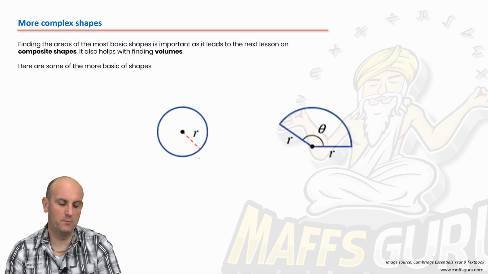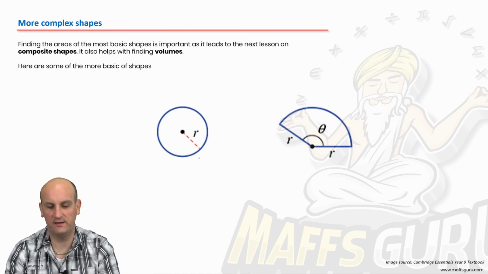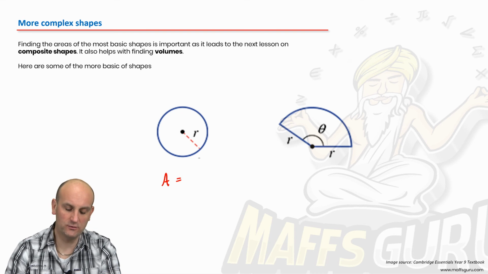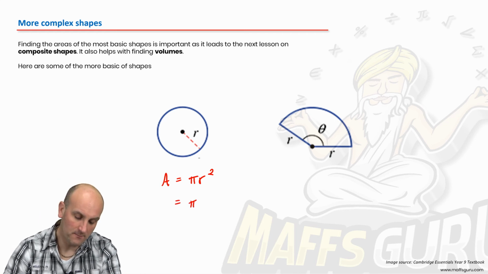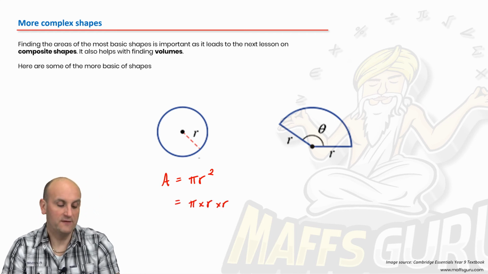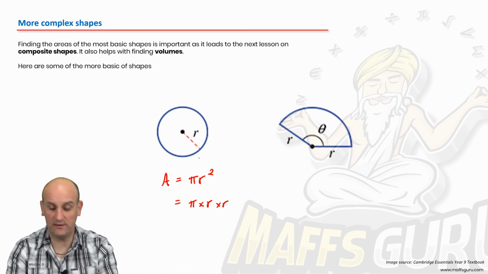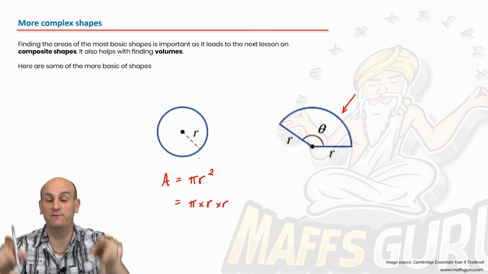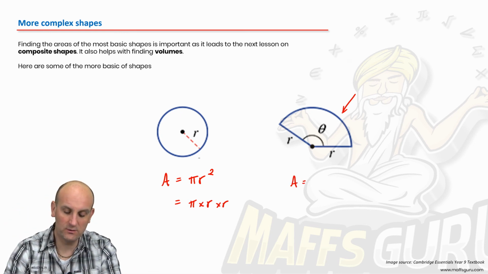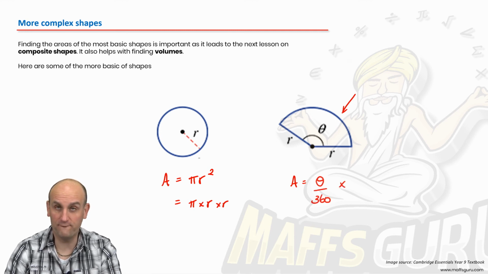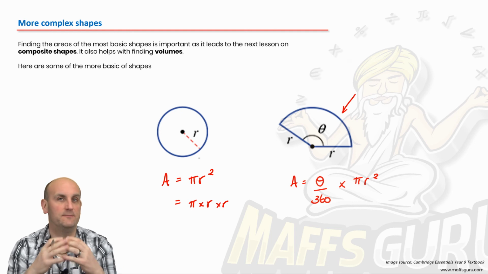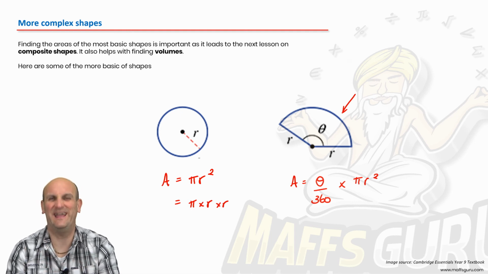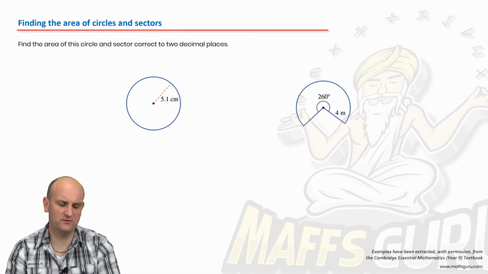All right, so finally, more complex shapes. We're going to recap stuff we've already done previously. If you remember, the area of a circle is pi r squared. So pi times radius times radius. If I want to find the area of a sector, and again, remember a sector is just a fraction of a circle. In this situation, we know that the fraction of the circle is theta divided by 360. So there's a fraction of, which is times, the area of that whole circle, which is pi r squared. And if you get that in your heads and remember that, put it in your summary book, you are going to ace this. Finding the area of circles and sectors.